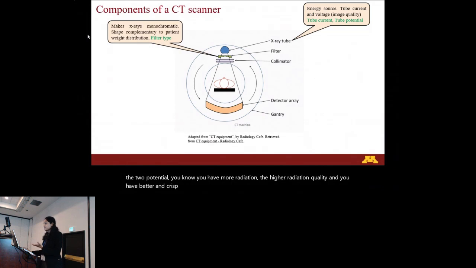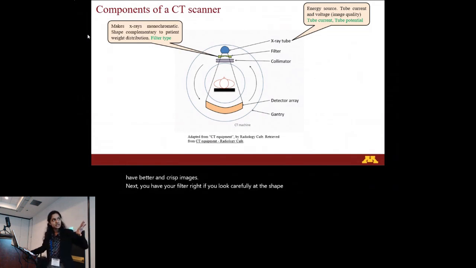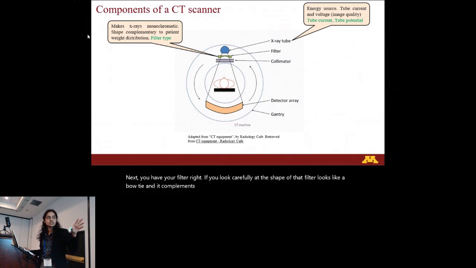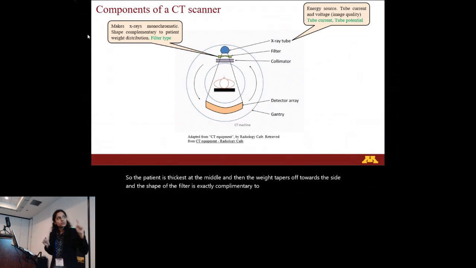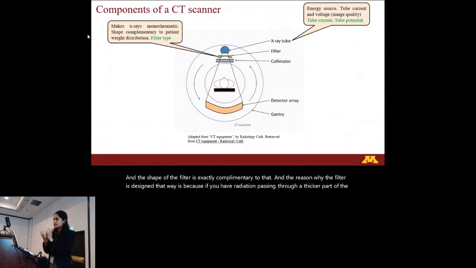Next, you have your filter, right? If you look carefully at the shape of that filter, it looks like a bow tie, and it complements the patient's body distribution. So the patient is thickest at the middle, and then the weight tapers off towards the side. And the shape of that filter is exactly complementary to that. And the reason why the filter is designed that way is because if you have radiation passing through a thicker part of the patient, you're going to have more attenuation.